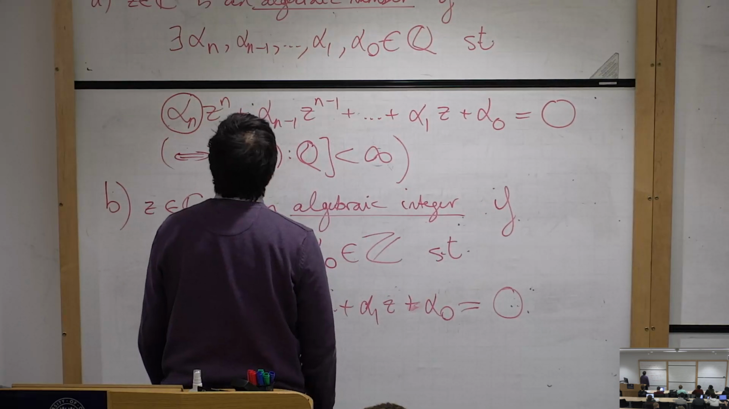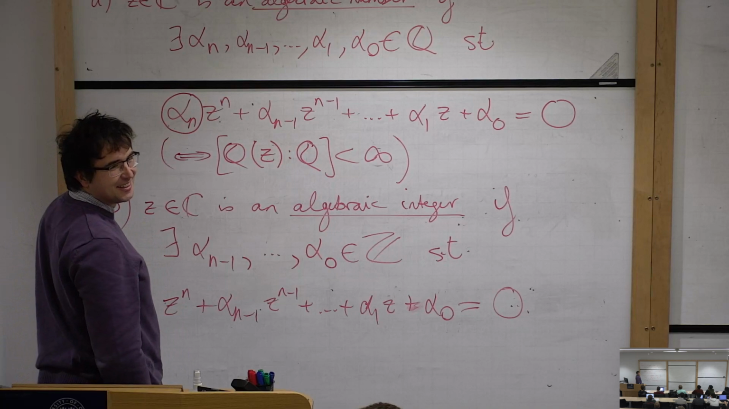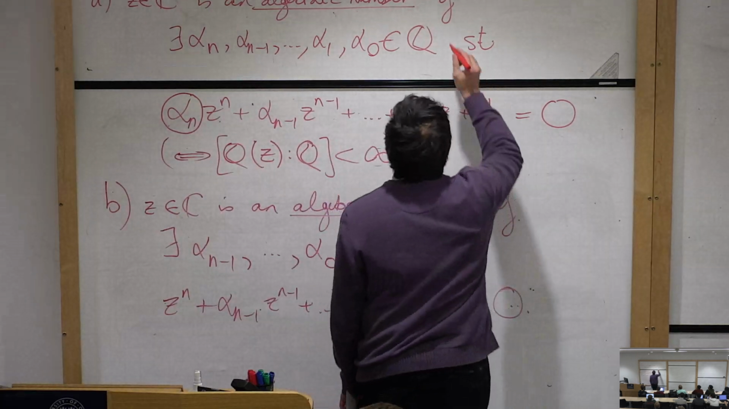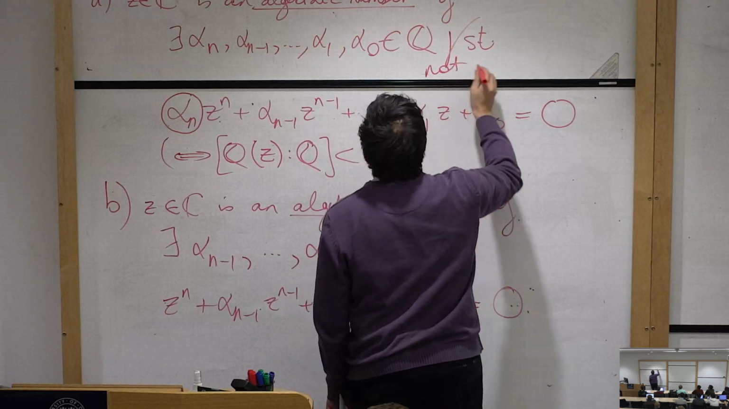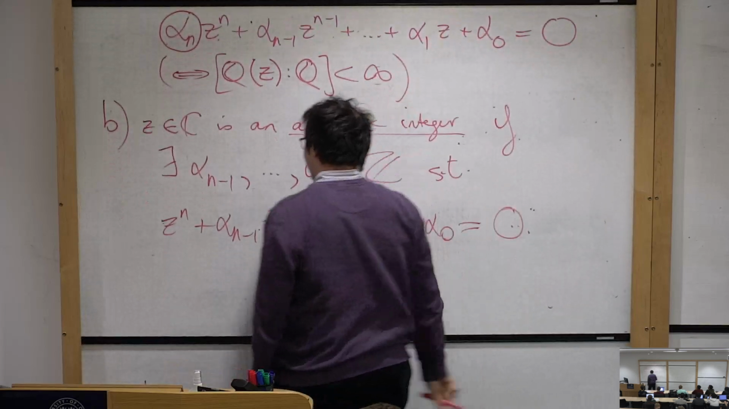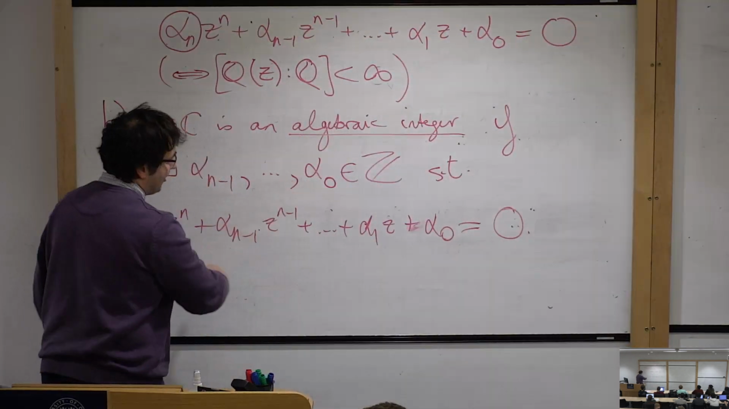Oh, I've got it wrong, haven't I? This, as stated, includes pi, right? It could all be 0. Not all 0. I mean, this one's all right. They could all be 0 and then z is 0.